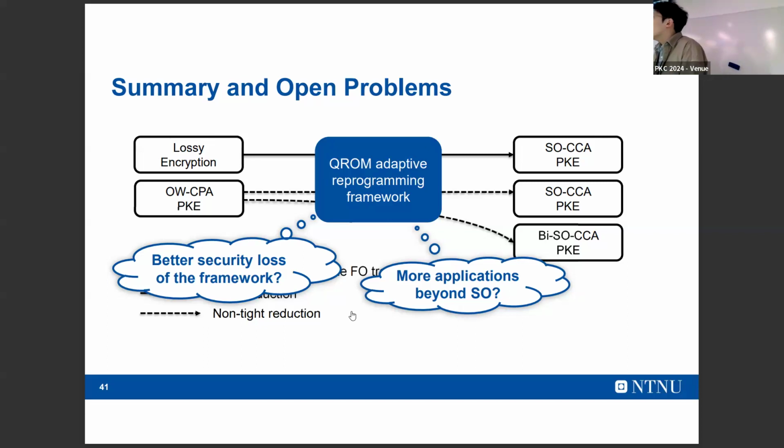Yeah, we need a MAC because we need CCA security. If you do not have a MAC, then the adversary can just modify the ciphertext and get some advantage. We need a MAC to make sure that if the adversary modifies the ciphertext, then the decryption oracle will reject the modified ciphertext.